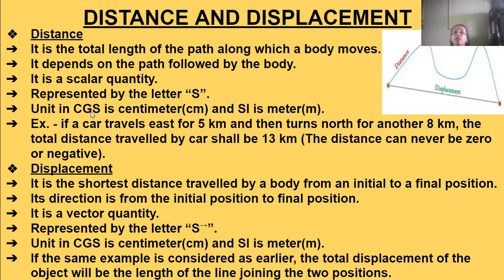Like in distance, it's represented by only S, only the magnitude. But in displacement, we will have S written with the direction above head. There will be an arrow in which direction it is moving. Okay. One more thing, distance can never be 0 or negative, but displacement can be negative or 0. And if it is negative, it will show that the direction is opposite. Okay. And again, the CGS unit is centimeter, SI unit is meter. In the same example, if it is 5 kilometers and 8 kilometers, the displacement will be the straight line path, the line joining the two.